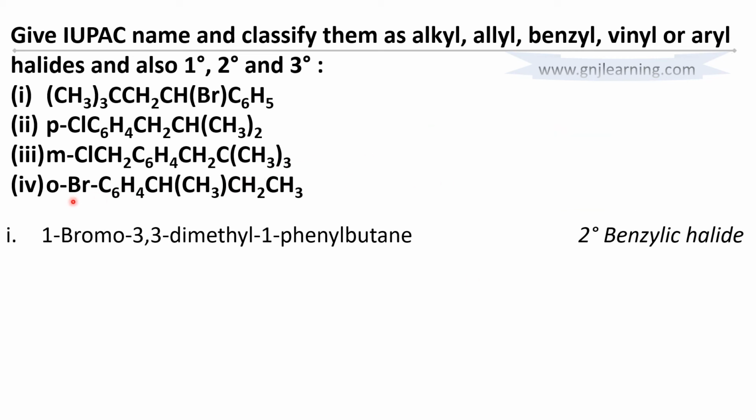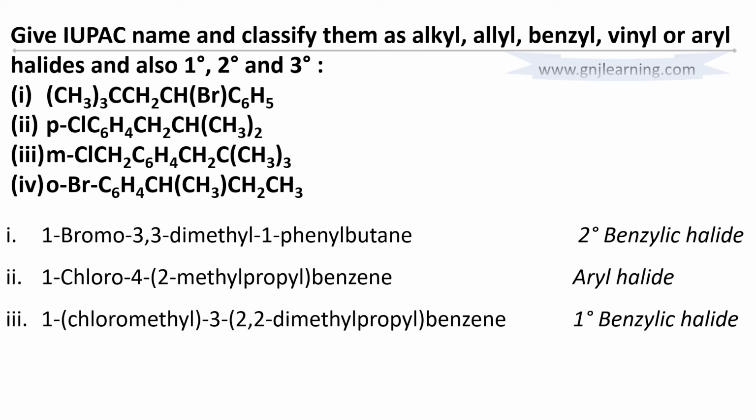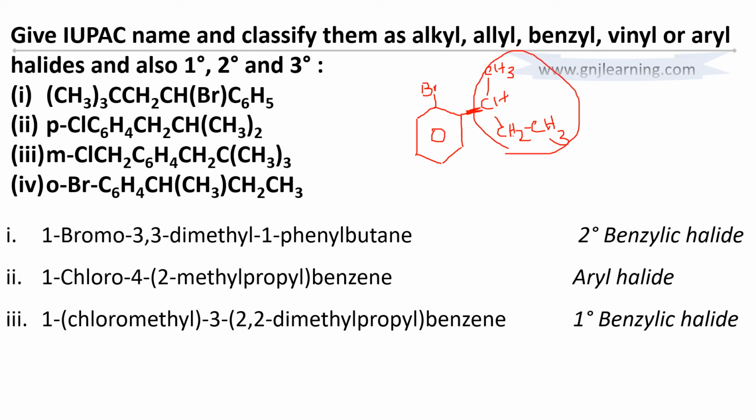Last one, ortho-bromo. We have benzene here, and in its first position we have bromine, and in the second position, it is ortho, we have this group. So let us again try to draw that. I have benzene. In the first position I have a Br group, and in the second position I have CH3 CH2 CH3. So this means the branch is a butyl branch, attached at the secondary carbon, so it is secondary butyl.